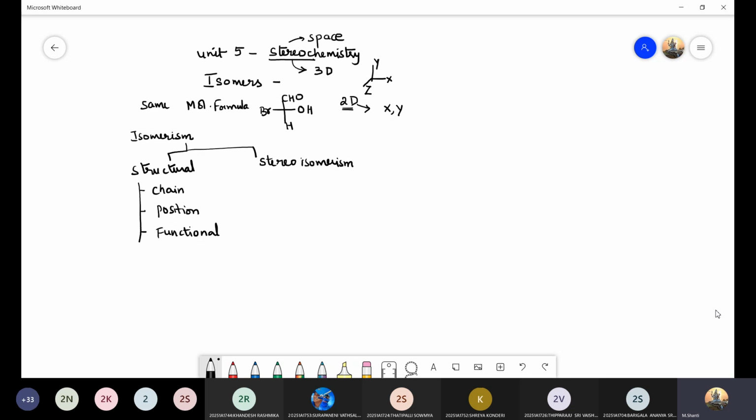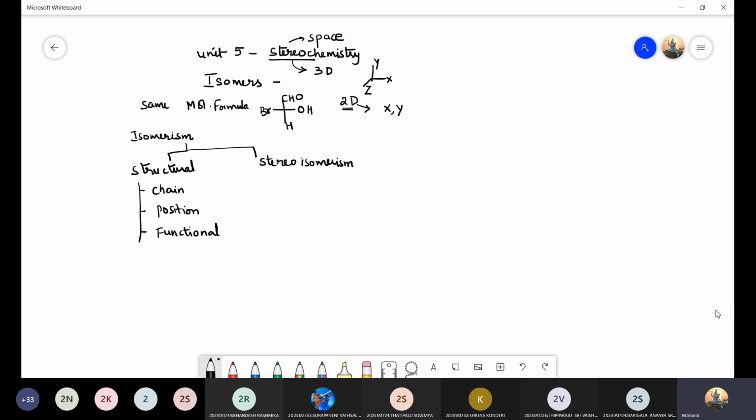Then how about the stereoisomers? These are nothing but the compounds which have the same structural formulae and molecular formulae, but they differ in the spatial arrangement of atoms or groups. That's how they result in the formation of stereoisomers, that is, the three-dimensional structure of a molecule. Now this can be broadly divided into two classes.